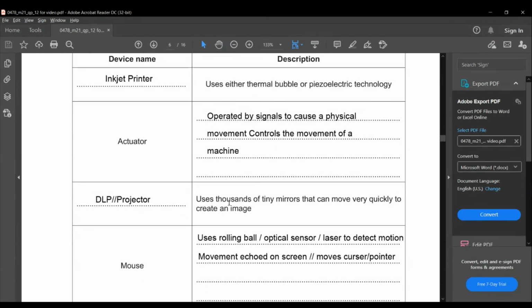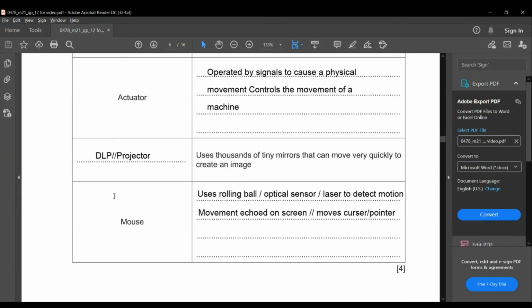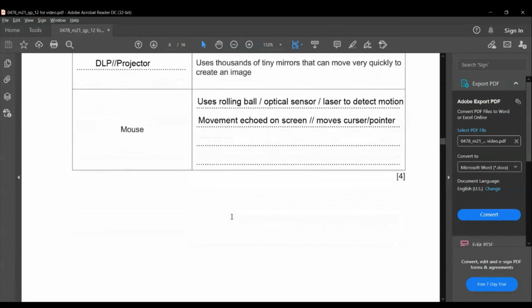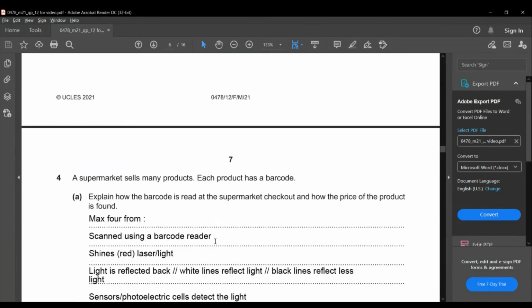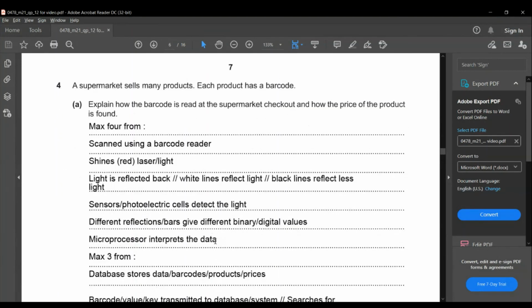The next description is: uses thousands of tiny mirrors that can move very quickly to create an image. So the device name is written as digital light projector, or you can simply write projector. The next device name is mouse. The function, as you all know, uses a scrolling ball or optical sensor or laser to detect motion and controls the movement of the cursor or pointer. This is the end of the 3rd question. Now let's move on to the 4th question.